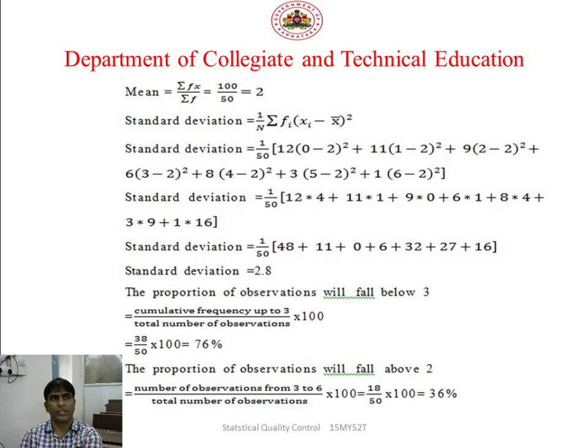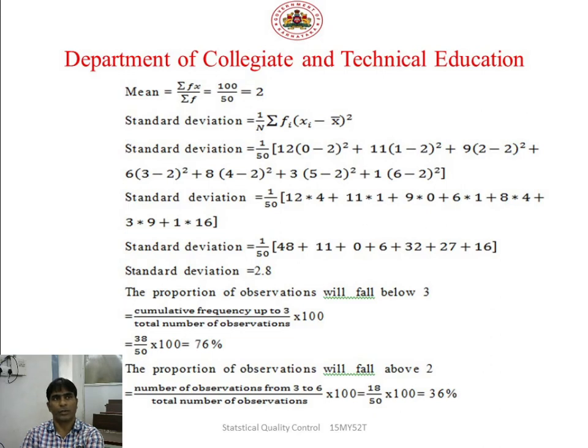So one more question we ask. The proportion of observations which fall below 3. So it is the cumulative frequency up to 3 divided by the total number of observations. The cumulative frequency up to 3 is 38, divided by the total observations 50, into 100, that is 76%. So 76% of observations will fall below 3.